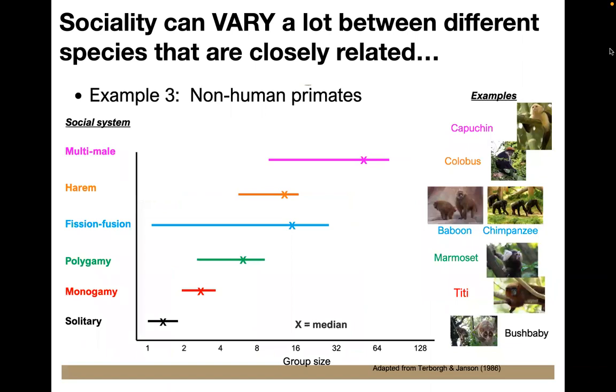And a third example, non-human primates. So this graph is showing you group sizes for 6 different primate species. And I just want you to notice that the scale along the x-axis here is actually a log scale. So the difference between the capuchin in pink here is actually way more than it appears, and that's because the group size is so much bigger, you couldn't fit it on the same scale. So we have primates that live in groups of 60, and then we have primates that live solitarily, and they're all within the same lineage and related to each other.